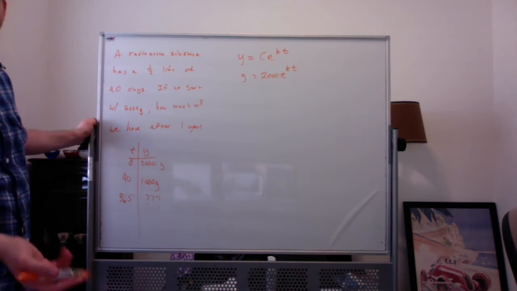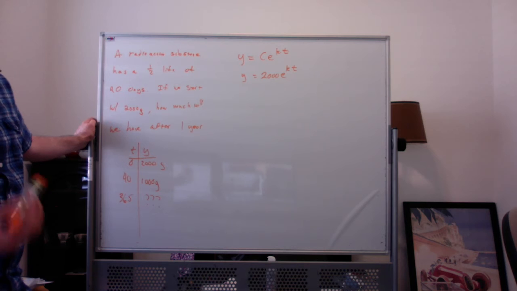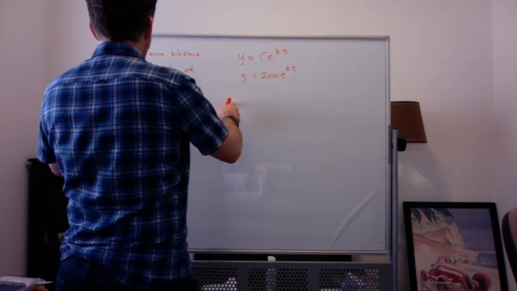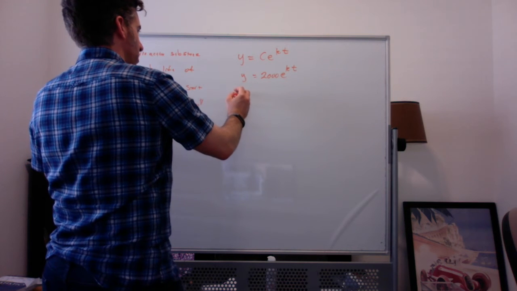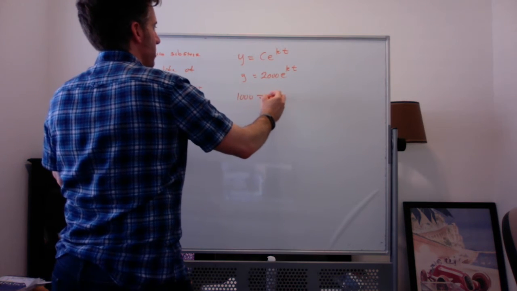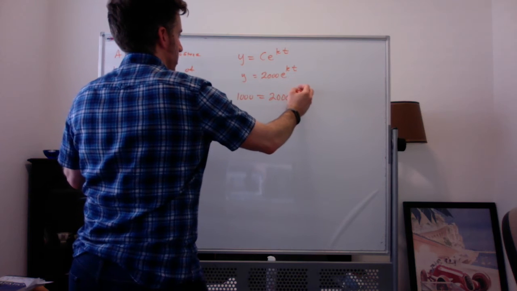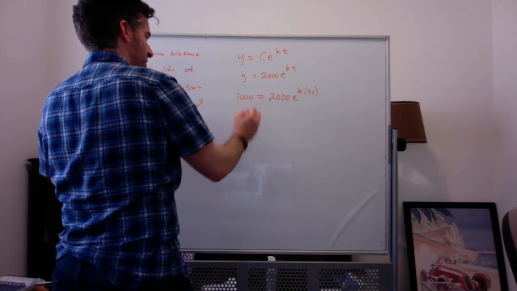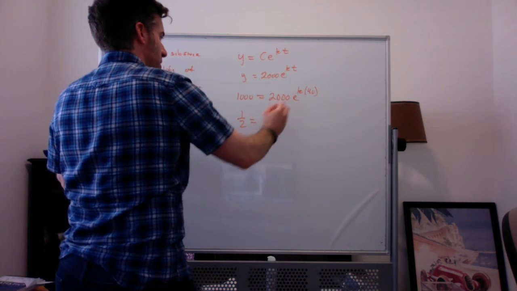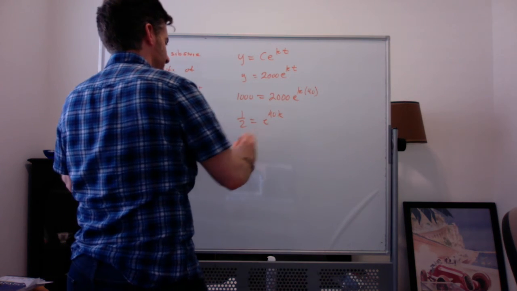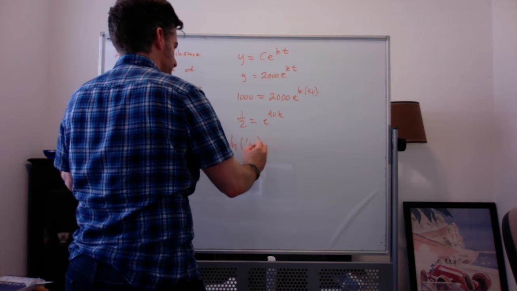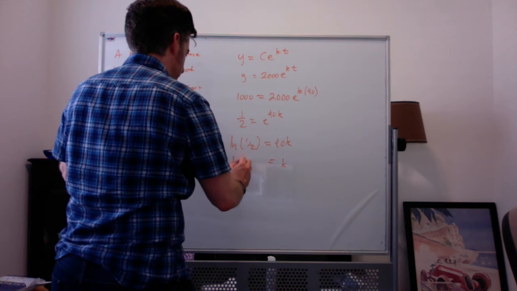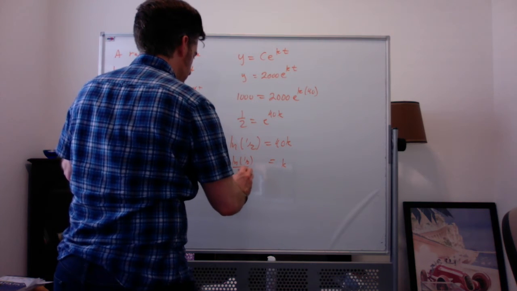So in the previous problem, we knew K because we knew that dy dt was equal to 4 times y. Here we don't actually have that equation. So we have to solve for K. Plugging in this other piece of information, I know that y is 1000 when t is 40. 1000 divided by 2000 is 1 half, equals e to the 40k. Take the natural log of both sides. And then k is going to be the natural log of 1 half divided by 40.